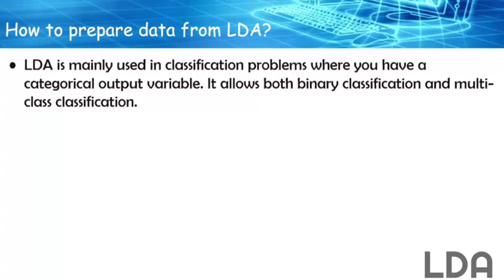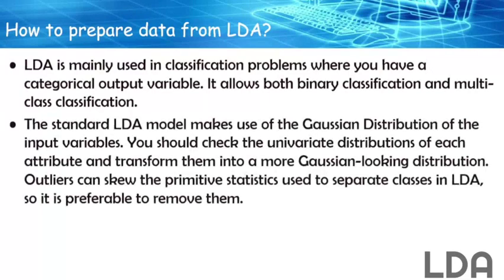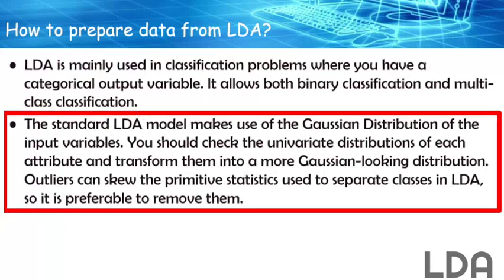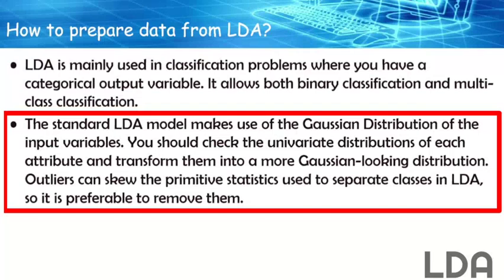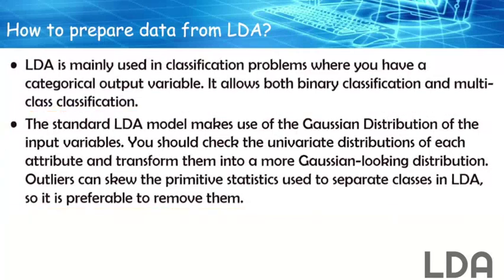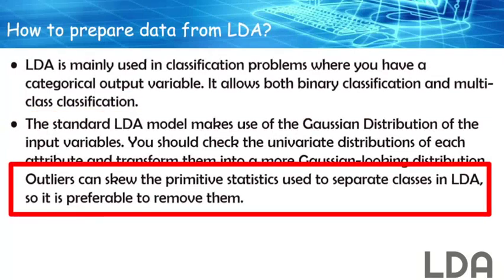The next point is that the standard LDA model assumes a Gaussian distribution of the input variables. So you can check the univariate distribution of each attribute and then transform them into more Gaussian looking distributions. That is what it will be doing. The outliers can skew the primitive statistics used to separate the classes in LDA, so it is preferable to remove them.